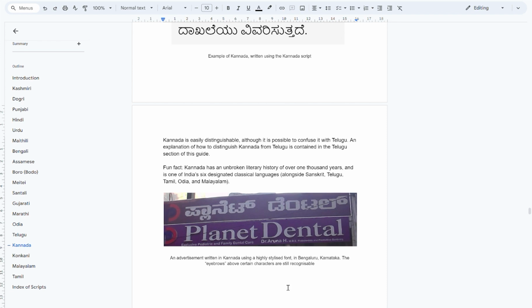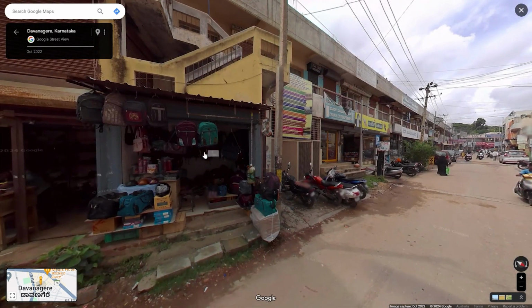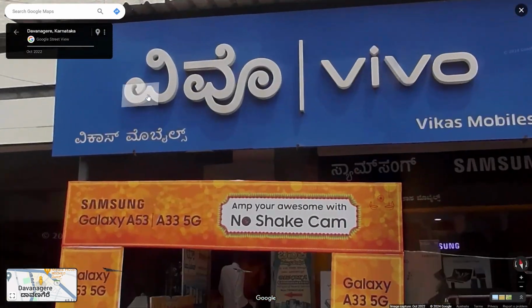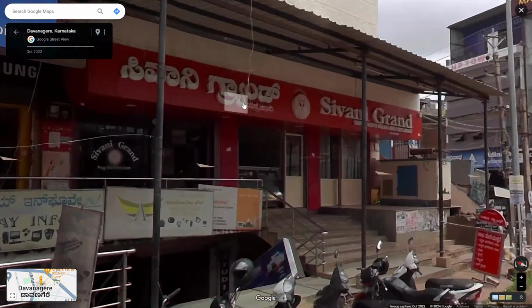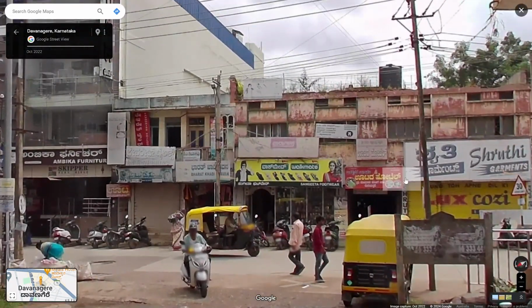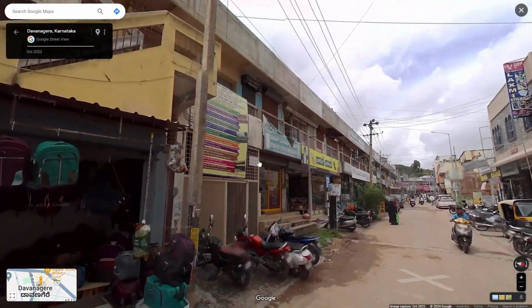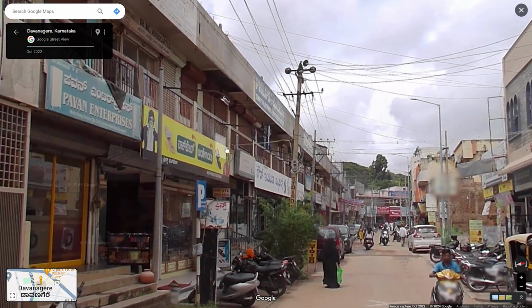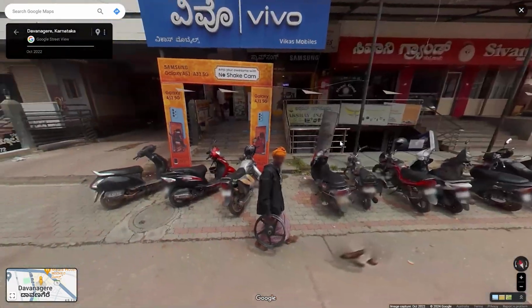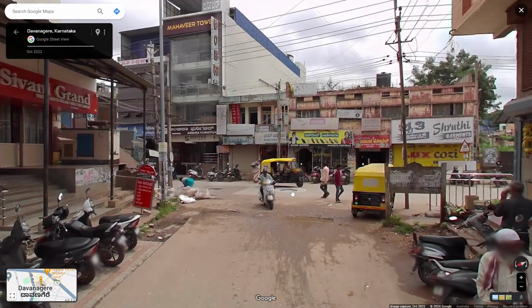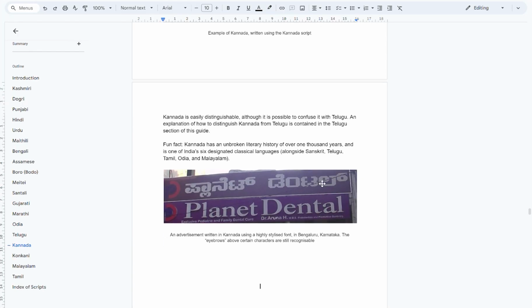So here's an advertisement, as I showed with the example of Telugu in the Street View. You'll get a lot of fonts that are very boxy and highly stylized, but in this advertisement, the eyebrows above characters are still recognizable. And here's an example in Street View. You've got Kannada here, again the eyebrows, more Kannada here, Kannada on all of these signs. Essentially this panorama is just full of Kannada language, as you'll see in so many locations in Karnataka.